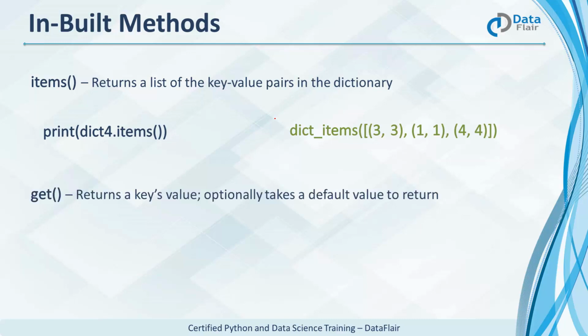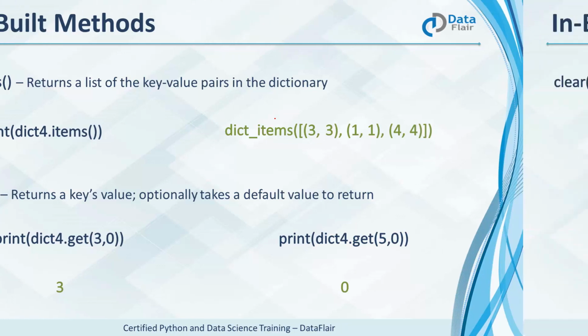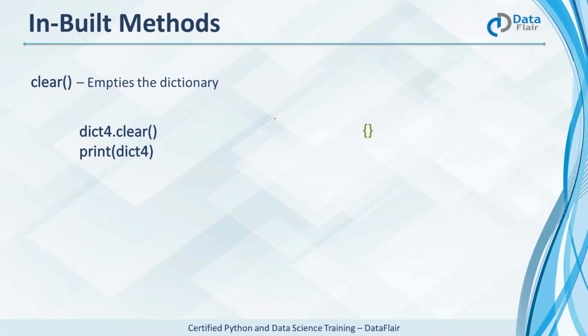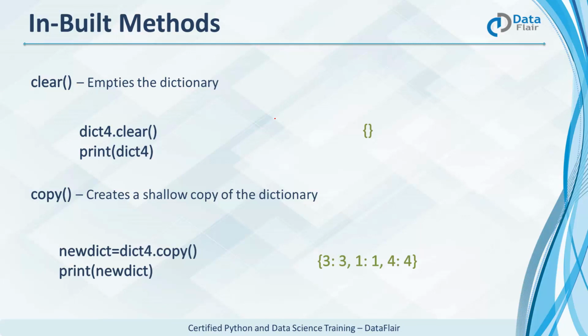Get gets a key's value. We can also tell it what to return if it cannot find the key in the dictionary. The value for 3 is 3, and 5 does not belong to the dictionary, so it returns 0 for this. Clear empties a dictionary, and copy creates a shallow copy of the dictionary. This is a copy of Dict4. Making changes to this will also change the original Dict4.